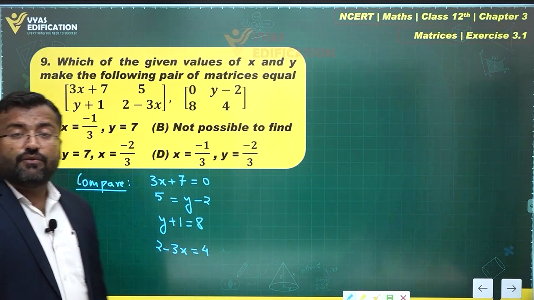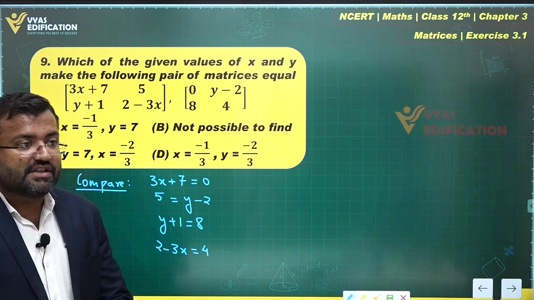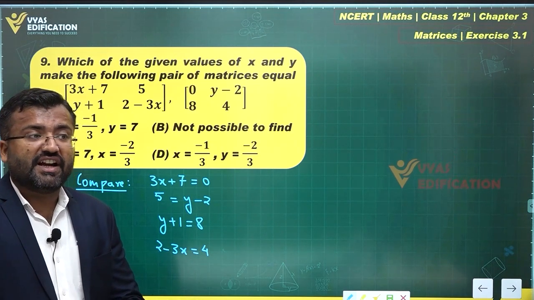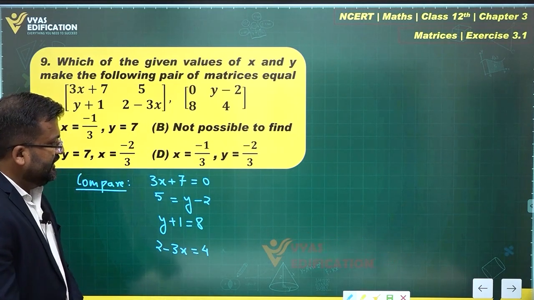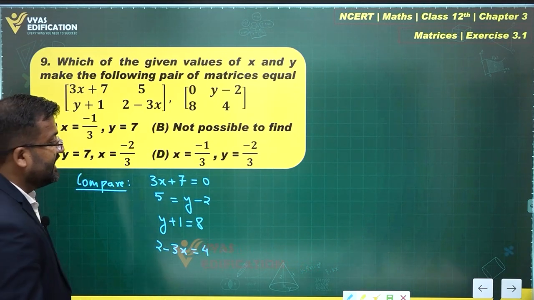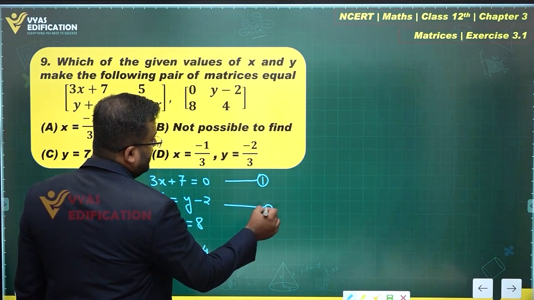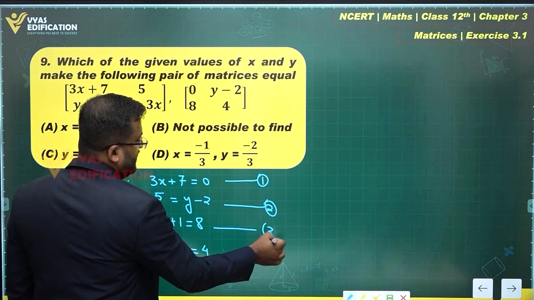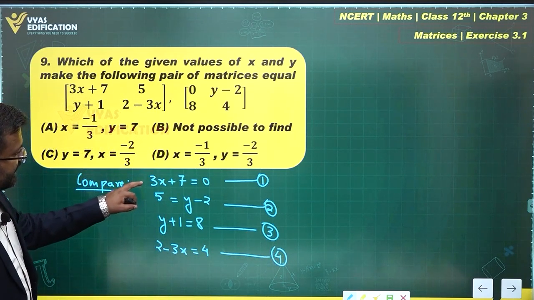You can observe there are 4 equations that we are getting, but variables are only 2. There are extra equations, yes. So there is a chance of discrepancy, right? There is a chance of inconsistency between these equations. So we'll have to solve for x and y and check whether we are getting the same values or different values. This is equation number 1, equation number 2, 3 and 4. There are 4 equations.